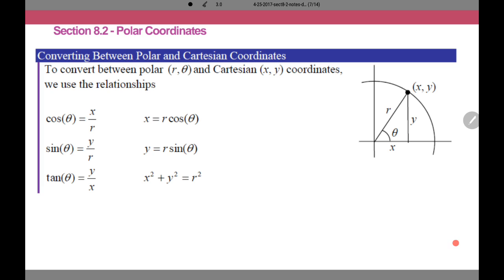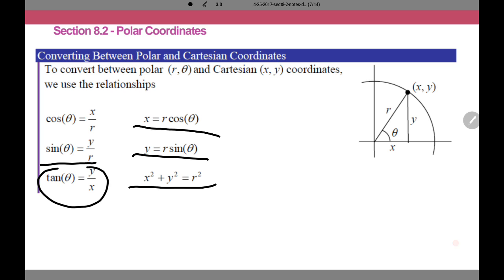So we've seen this before where we know that the cosine of theta is equal to x over r, or that x is equal to r times the cosine of theta. We've seen that sine is equal to y over r, or that y is equal to r sine of theta. And we've used this for the circle before, where x squared plus y squared is equal to r squared. So we're also going to use the tangent of theta being y over x. And if you look at your reference sheet, these are all on there with your unit circle.